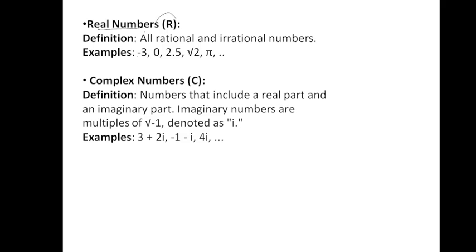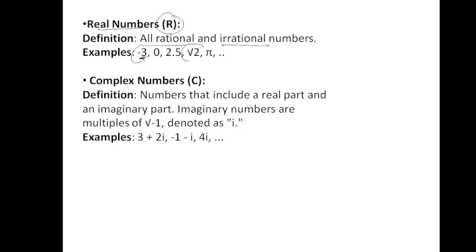Real numbers are denoted by R. What is the definition of a real number? All rational or irrational numbers. You can see in the example, minus 3. Minus 3 is an example of a real number.